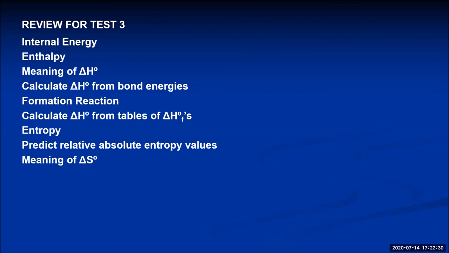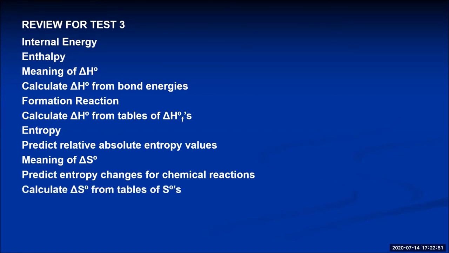And I would like you to know the meaning of the delta S, or change in entropy of a system. It actually means whether a system's becoming more ordered or more disordered. And if I write a chemical reaction out for you, I would like you to be able to predict the entropy changes for the reaction, meaning whether they'll be positive or negative, just conceptually. And then I would like you to predict numerically the actual values of the entropy changes of reactions based upon the tables of absolute entropies found on handout 5.